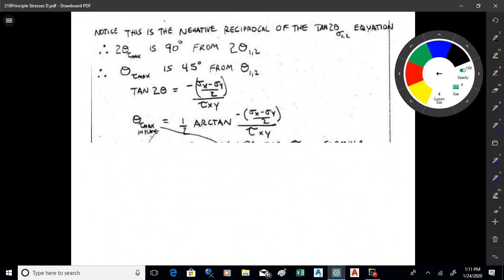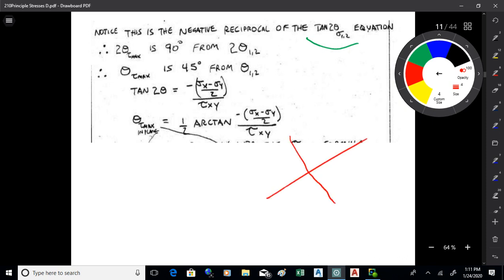Now, if you notice, that's the negative reciprocal of the tangent formula for normal stress. Negative reciprocals of tangents are 90 degrees apart. So if that's 4 over 2, this one here would be negative 2 over 4. Okay, they're negative reciprocals, so they're 90 degrees apart. So the 2 theta angles are 90 degrees apart. That means the actual theta angles are half of that, 45 degrees apart.